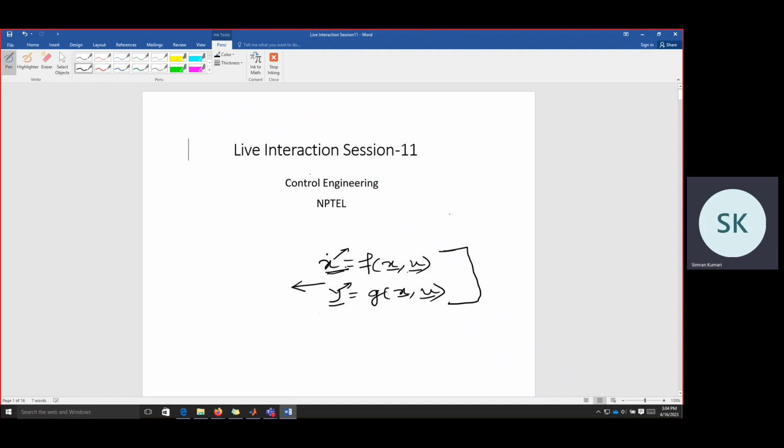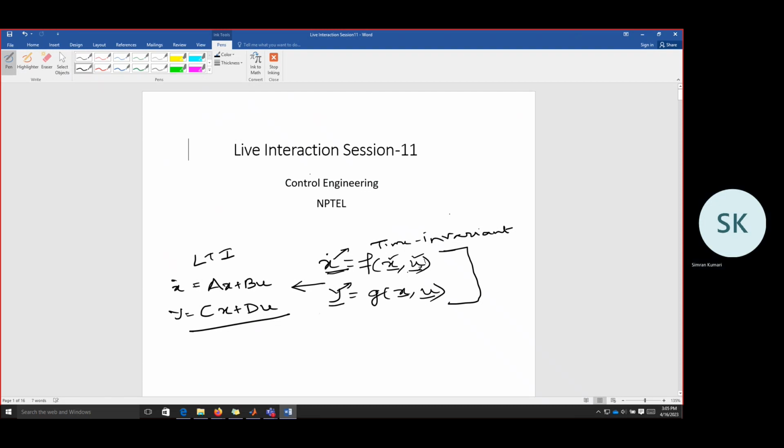Now for a linear system, this is time invariant. So it is not varying with time. Now if we had one extra variable, which is time, then it would have been time variant. For a linear system, x dot should be linear in the state variables and the input: x dot equal to Ax plus Bu, y equal to Cx plus Du. So this is what we have seen for a linear time invariant system. We have this type of representation.